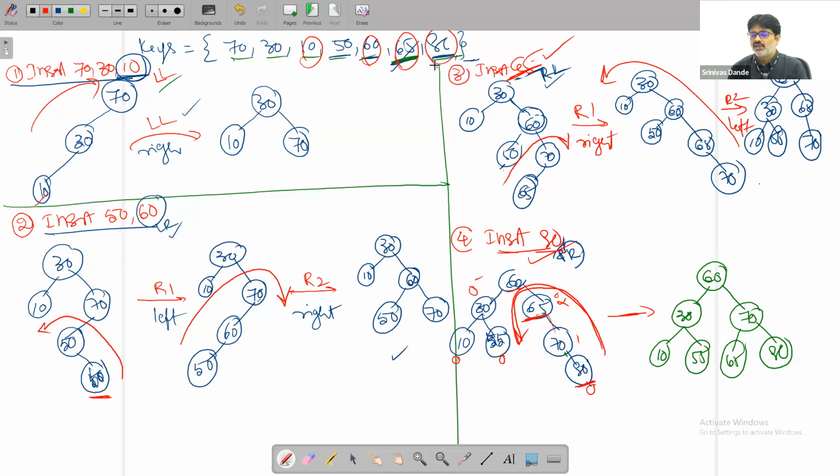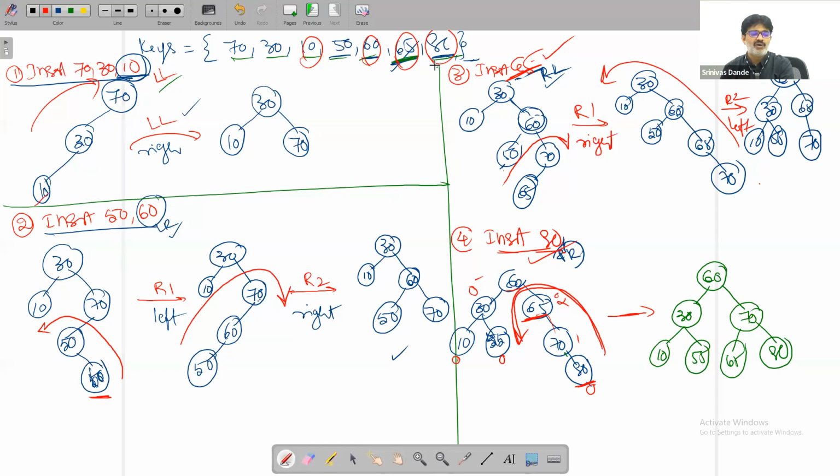And how to check whether the tree is unbalanced or not? In AVL trees, we use a balance factor. What is a balance factor? Balance factor is the left subtree height minus the right subtree height. That should always be either 0, -1 or 1.